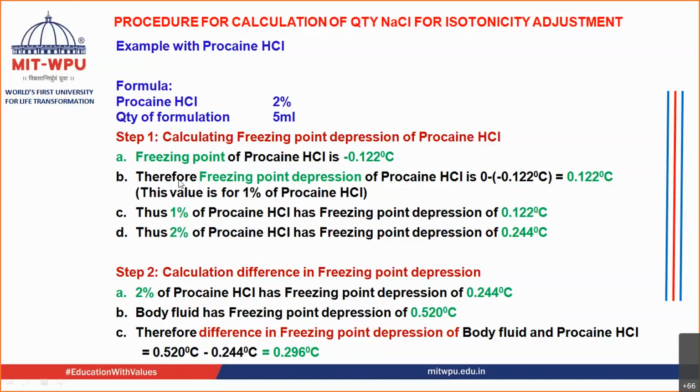Now, this is the freezing point of procaine hydrochloride. So the freezing point depression of procaine hydrochloride would be 0 minus of minus. You are going to subtract this from 0. So it will be 0 minus of minus 0.122, which comes to 0.122. The negative sign goes out.